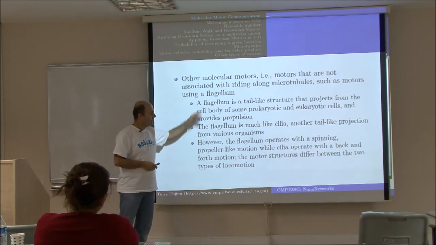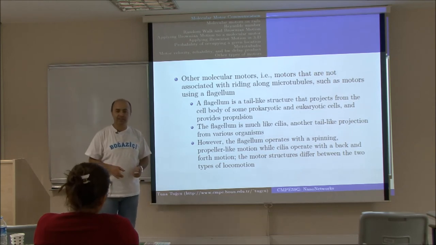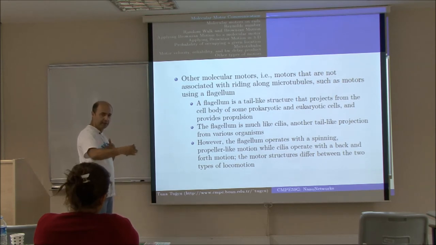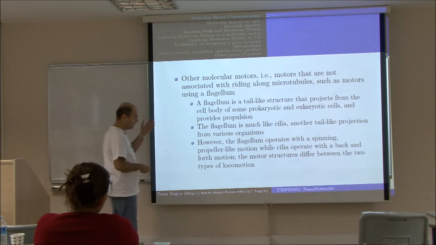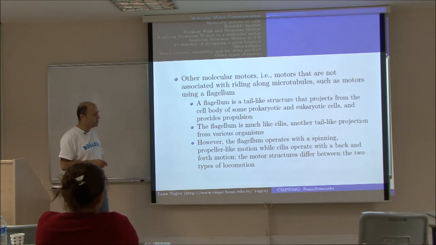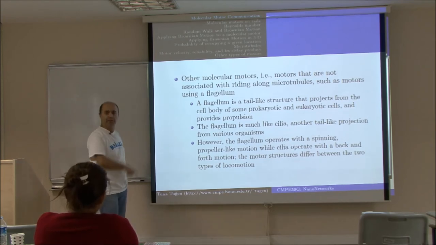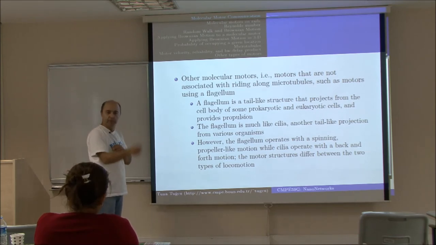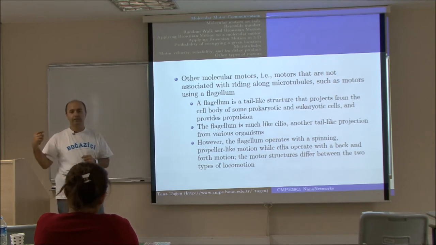So it is actually a tail-like structure which is attached to the cell. It projects from the cell body, so it extends from the cell body to the environment. And it's used in some prokaryotic and eukaryotic cells. And it provides propulsion because it's turning. Typically, for example, the flagellar bacteria is spinning its flagellum, so it's stirring the liquid in the environment. This way it's able to push itself in some direction.